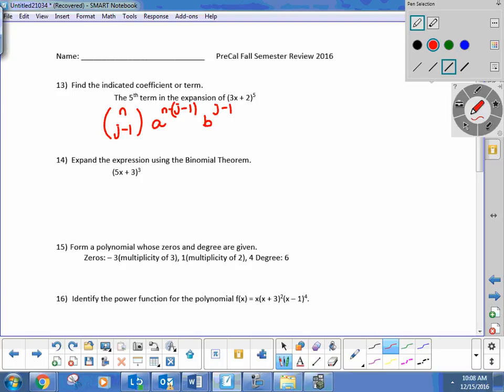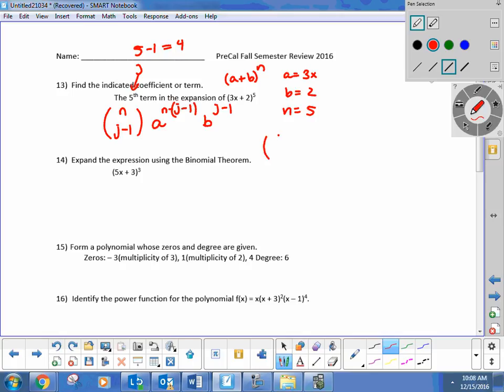Okay. Now, if you notice, there's a lot of j minus 1s here. And that's because, first of all, this is written in this format: a plus b to the n. So it tells me that a is 3x, b is 2, and n is 5. So I got 3 things that I need right off the bat from this equation. This is the j. So actually, since there's a lot of j minus 1s here, it's probably easiest just to take this j, which is 5, and subtract 1. So it's 4. So I now could simplify this a lot.